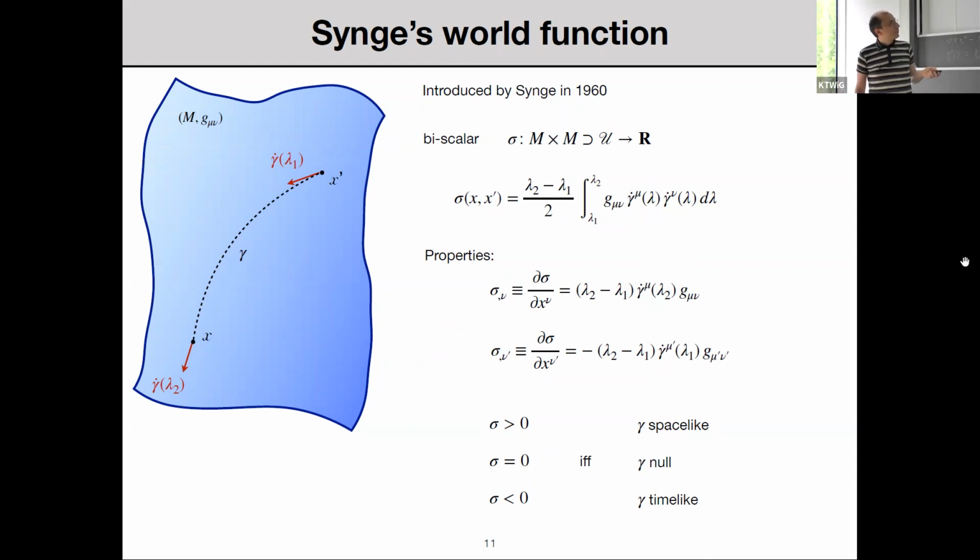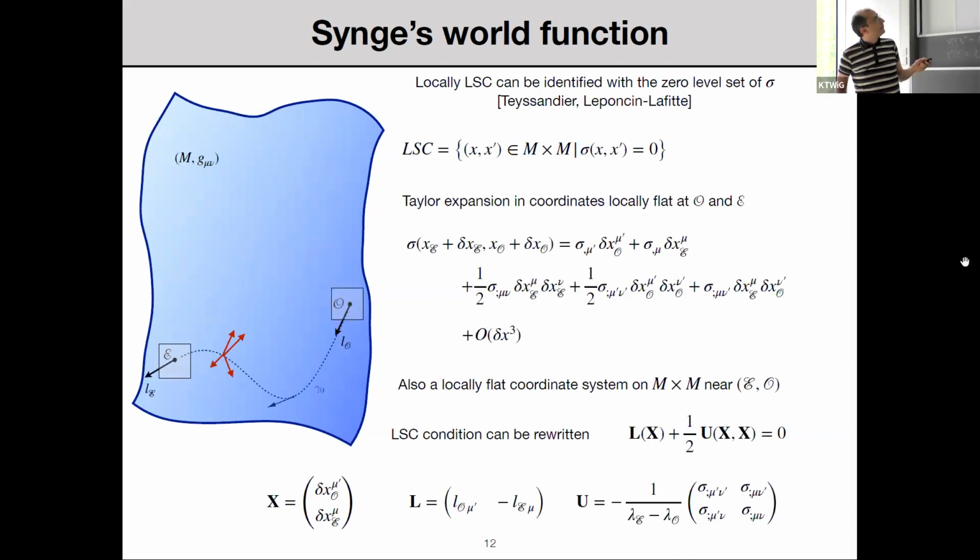But there's another interesting property, which I will explore here, namely, it's easy to see that sigma is positive if the connecting geodesic is space-like, is 0 when it is null, and it's negative when this is a time-like geodesic. It's pretty obvious to see from here. And this property means that simply this local surface of communication can be identified with the 0 level set of sigma. So if you want to identify when a signal sent from here will hit there, you have to look at the 0 of this Synge's world function.